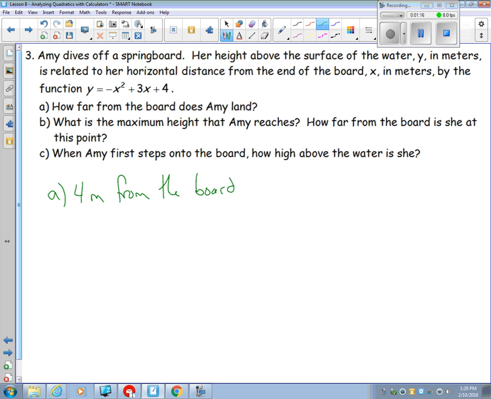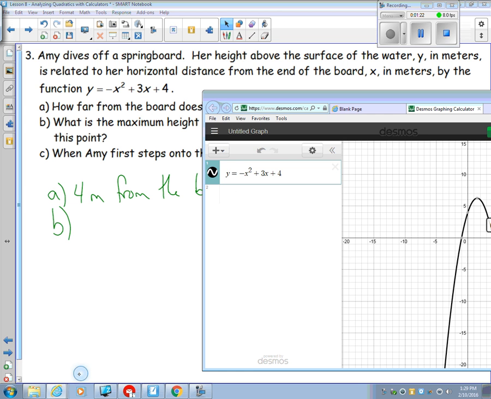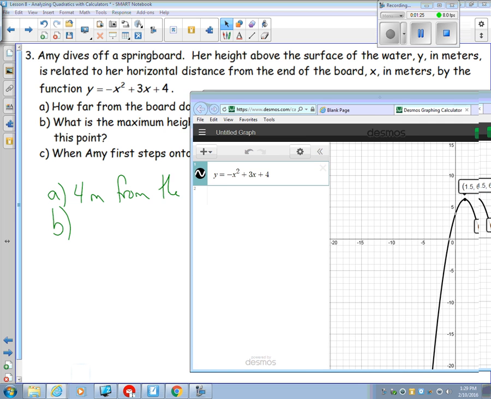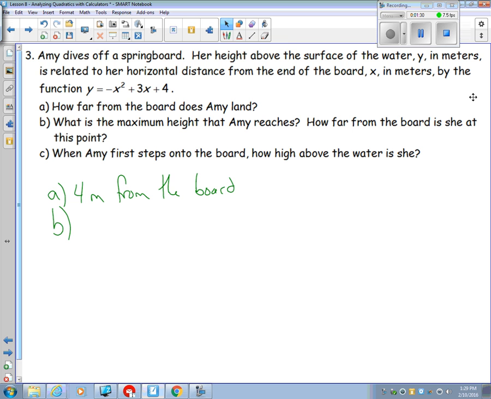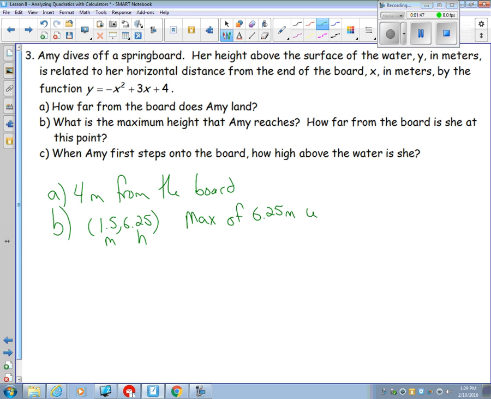All right, part B, what's the maximum height that she reaches and how far from the board is she? Well, that sounds to me kind of like the vertex. The maximum height over here, I got 1.5 and 6.25. Okay, which one's which? This is our height right here, and this is how far she is from the board. So what's the maximum height? Max of 6.2 meters when she is 1.5 meters from the board.